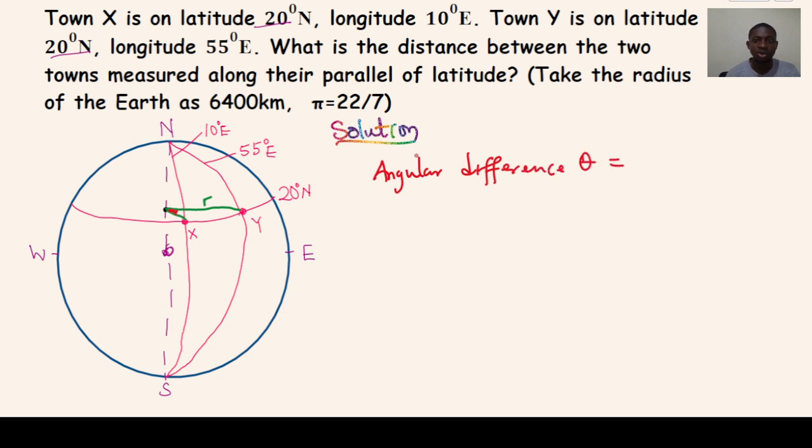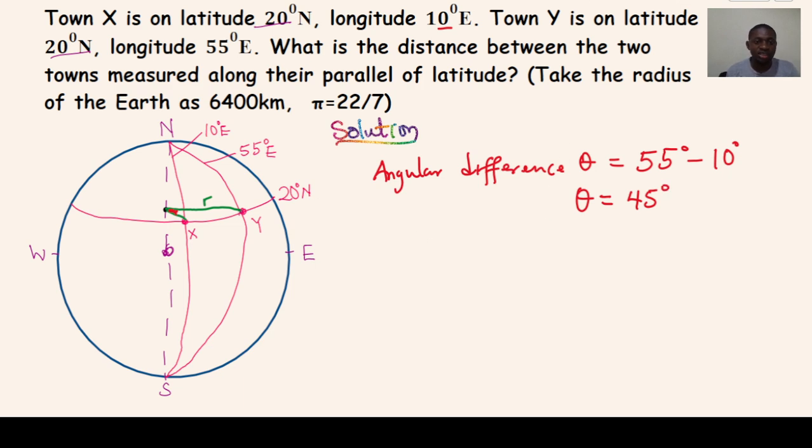is equal to, we are going to subtract 10 degrees east from 55. That is 55 degrees minus 10. Take note, to get angular difference between 2 points, if the 2 points are on the same cardinal, take for example we have east and east here, you are going to subtract. But if they are on different cardinal, say east and west, you are going to add. So in this situation we are subtracting because they are on the same cardinal of east and east. So the angular difference will give us 45 degrees.